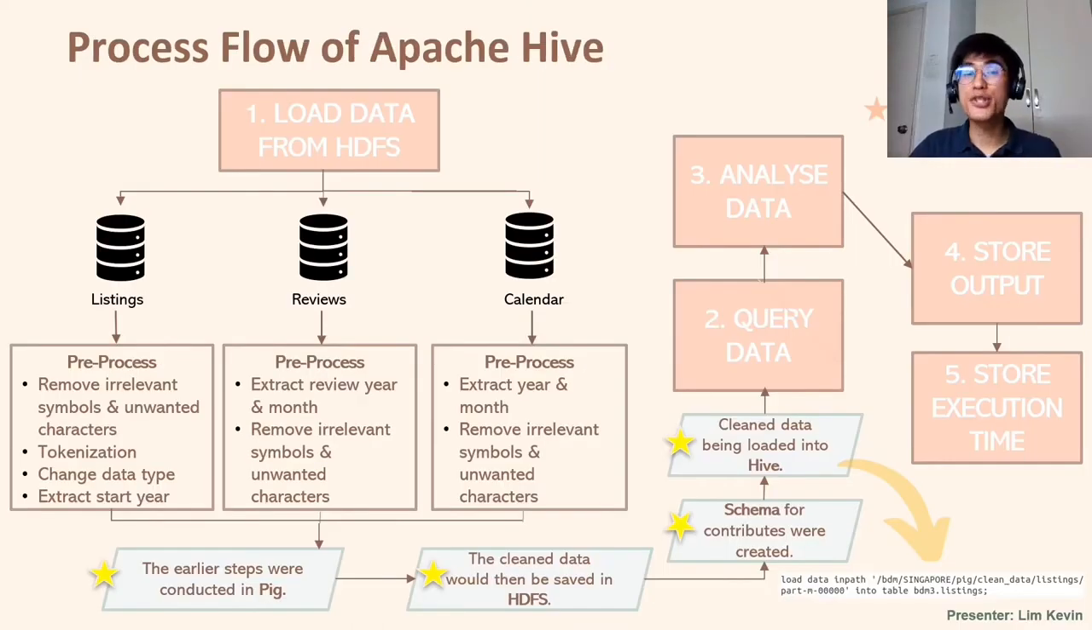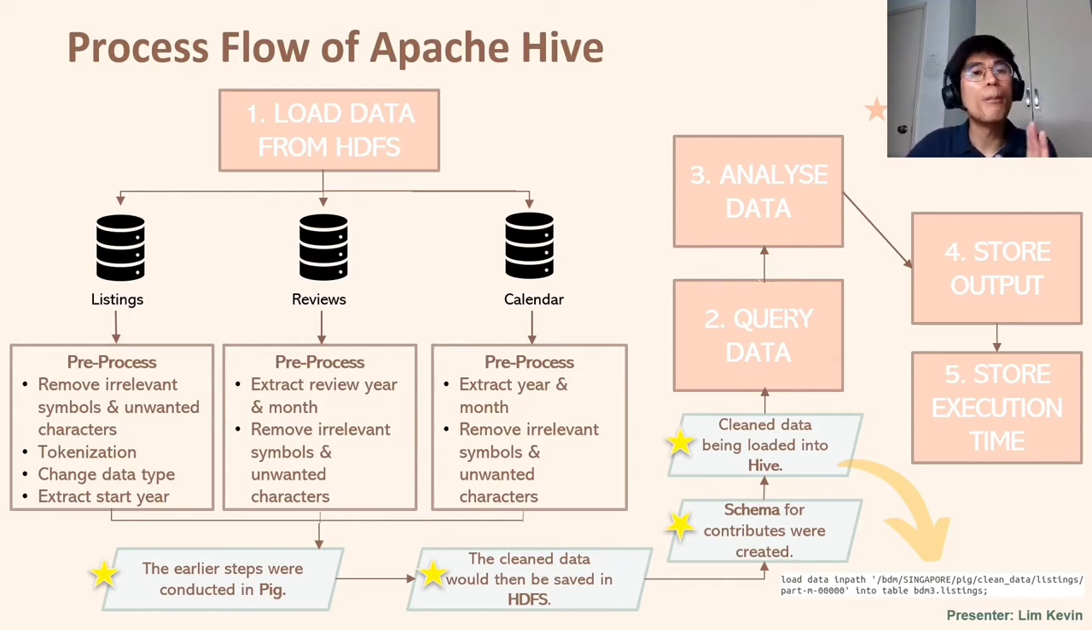Moving next, Apache Hive. Due to some challenges of Hive in pre-processing the unstructured data, the clean dataset from Pig will be used, and we continue with some steps to ensure the data flows into the Hive environment. One key difference would be the inclusion of a data storing step in the Pig script, where the clean dataset from Pig will now be stored at the HDFS. This applies to all three datasets, namely listings, reviews, and calendar.